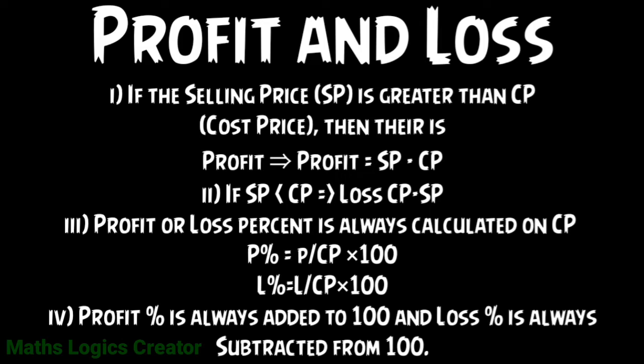Profit or loss percentage is calculated on CP. So this is also an important note: profit percent is equal to profit by cost price into 100. Remember this one point, profit or loss percent is always calculated on cost price. Profit percentage is always added to 100 and loss percentage is always subtracted from 100. These are the basic points required to attempt profit and loss questions.